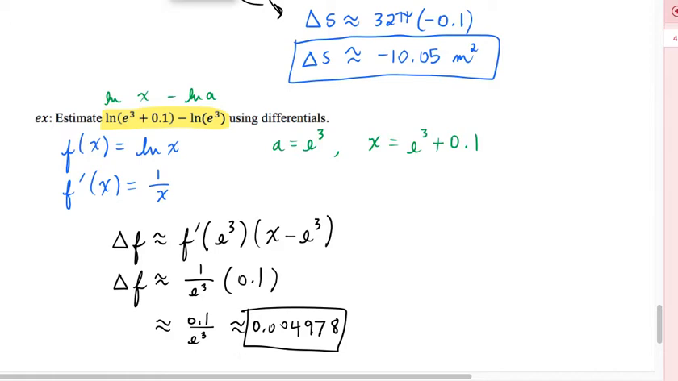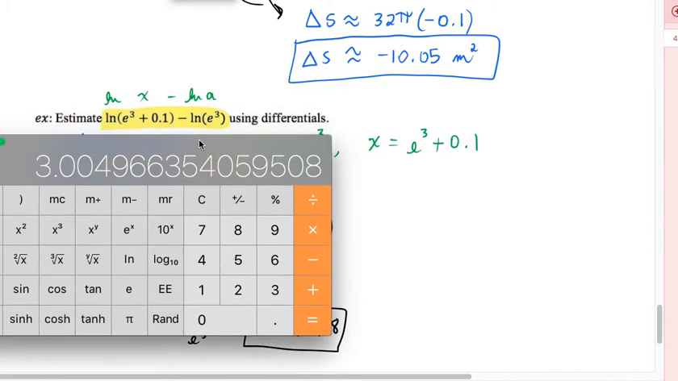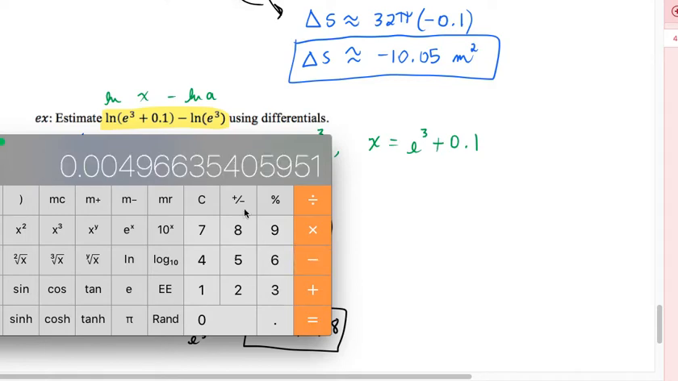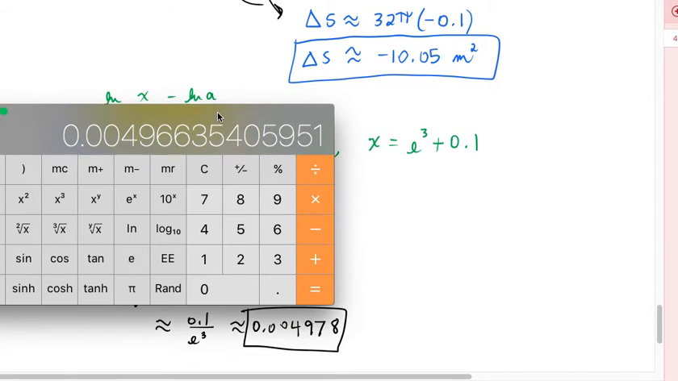So let's see what the actual value is. Okay, so this is the value of the natural log of e cubed plus 0.1. Natural log of e cubed is 3, so if you subtract 3 from that, you get 0.004966. That's pretty close. The first 4 decimals are the same. This is only off by a little bit, so you're very, very close approximation there. And that's it for this section on linearization and differentials.